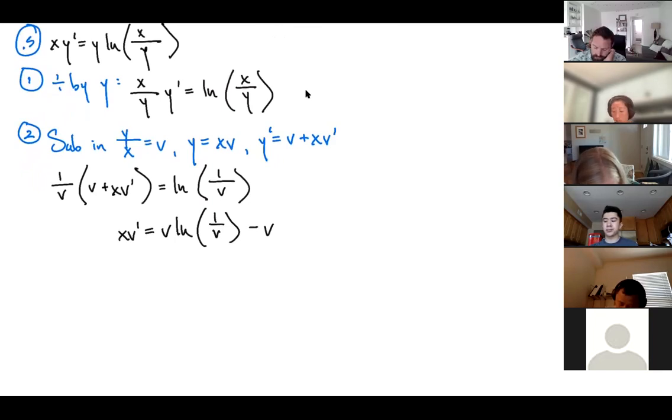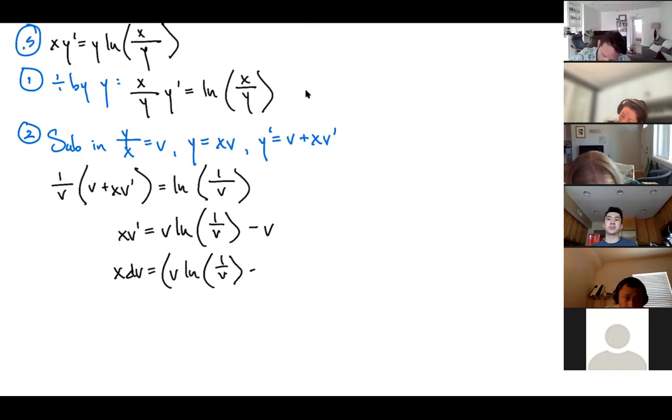I think from here, what might be good is to think about splitting that dv and the dx, right? We could start from there. So we have x dv equals v natural log of 1 over v minus v times dx. And I really like to root myself in where my dx is and where my dv is, because if those are not in the numerator, then we really can't integrate, right? So once we have those, then we can tell what we need to bring to what side.